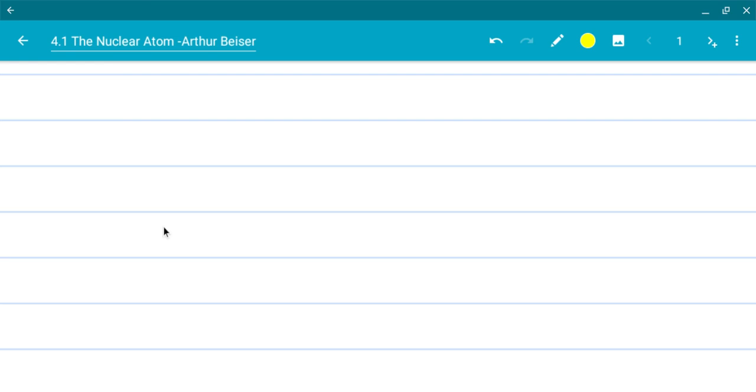And then also the atomic electrons, because they were so light, according to this model, could not cause a lot of deflection, which is why most of the alpha particles were able to pass straight through.